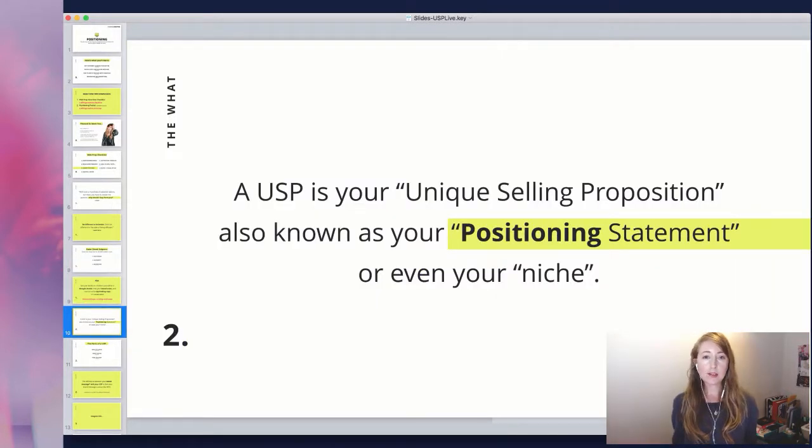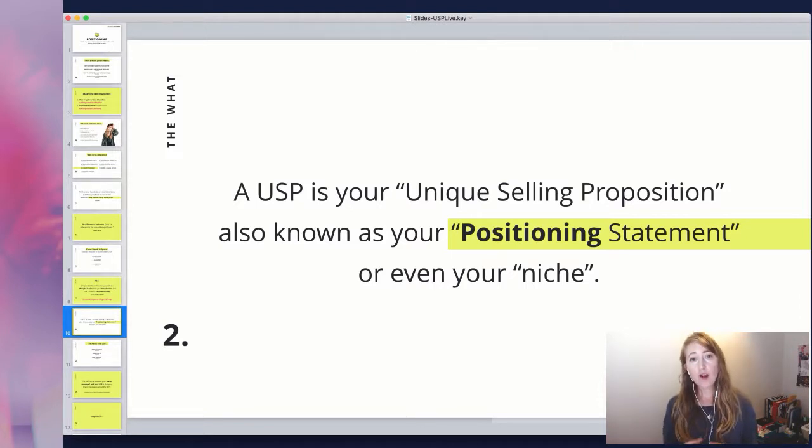Now, what is a USP? A USP stands for unique selling proposition. This is also known as your positioning statement. I don't care what you want to call it, your USP, your positioning, your proposition, whatever. The point is that you're being very clear about what you do, who you serve, and how you help them, and that you're doing that right away when someone lands on your site.